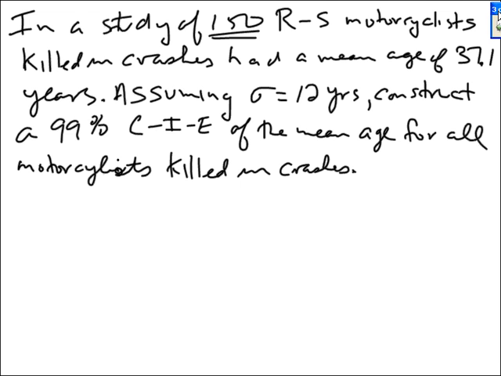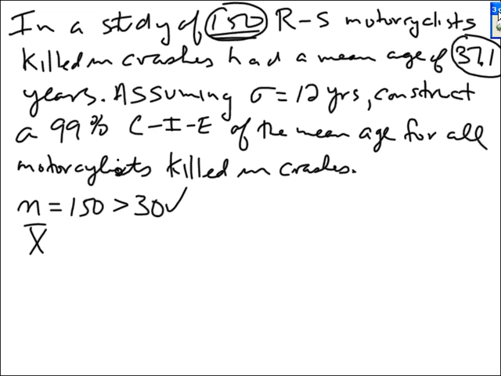Now, does it satisfy our requirement? The answer is yes, because n, which is 150, is bigger than 30. If this was my class, you'd have to state that. That shows me that you made sure that you can use this test. Now, we know x bar, the average age of the sample. So what we need to find is E. E is z sub alpha over 2 times sigma over the square root of n.